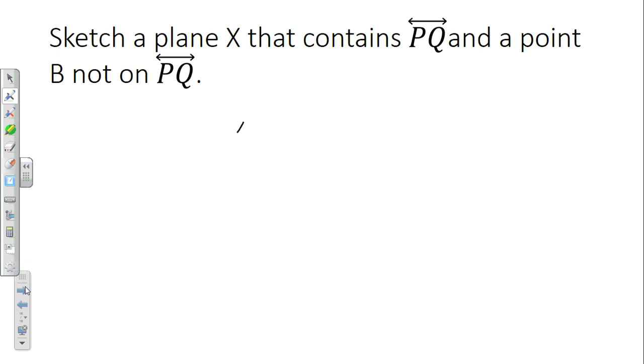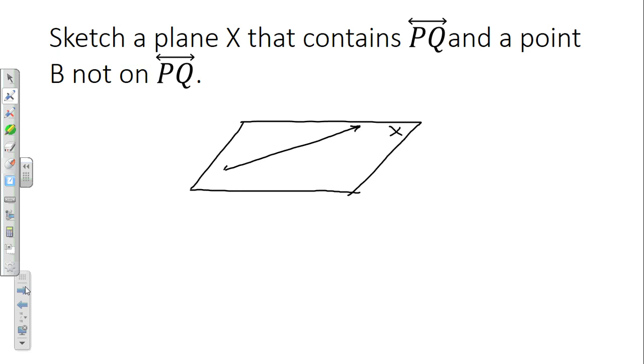All right, so seeing great things on your papers. We've got a plane X and a line PQ. That's that the plane contains PQ, right? Do we want it to go through it? No, we want it to be on it somewhere. So here's our PQ. We need a point P and a point Q. Put dots there. And where does B need to be? In the plane off the line. Anywhere in the plane off the line. Make sense? All right. Questions on this one?